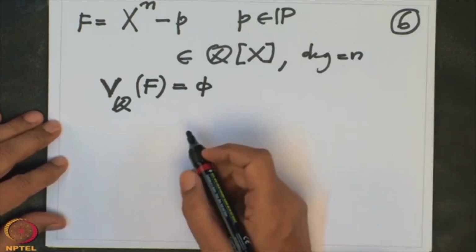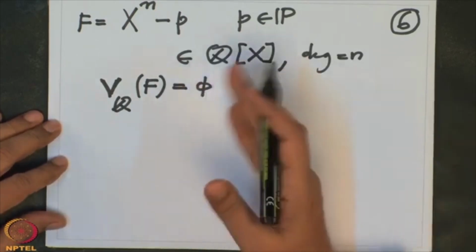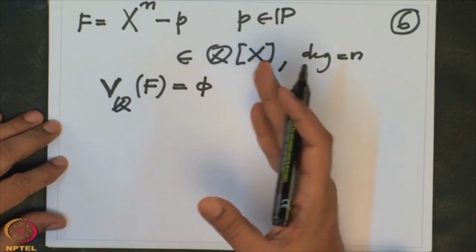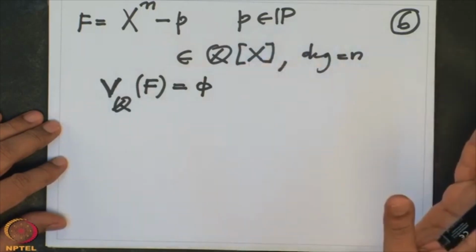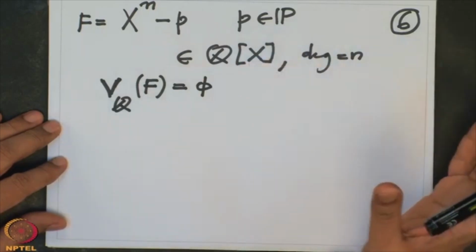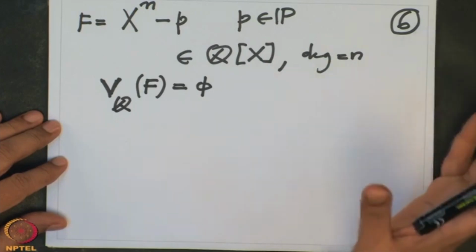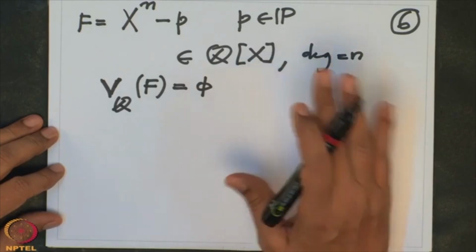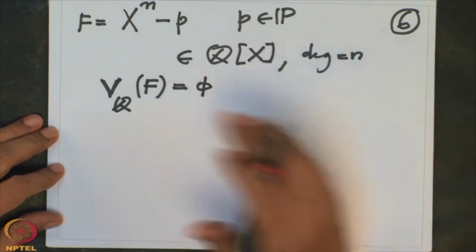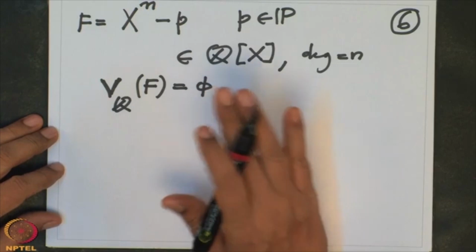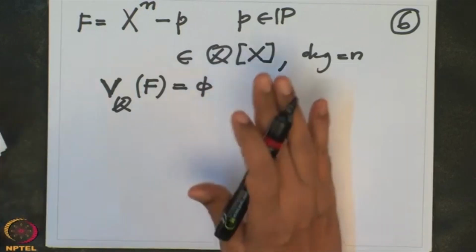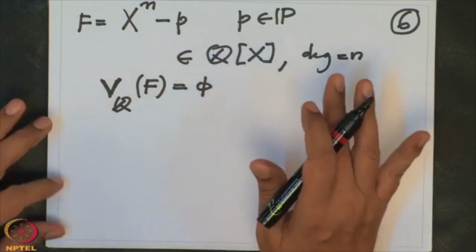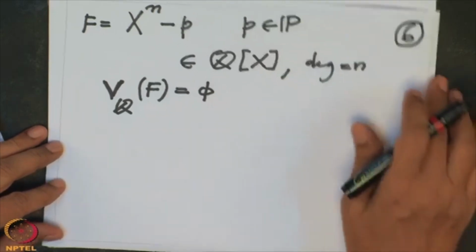And our problem is to find all zeros. That means you enlarge Q to C, for example. C may be too big, you may not need the whole big C. So enlarge Q to a big field so that all zeros of f are there, and then ask how you write the formulas, or whether it is possible to write formulas. So that is the problem.